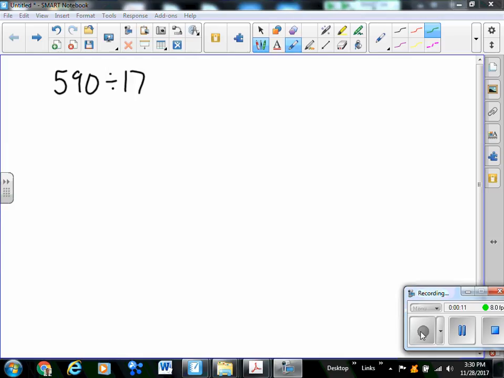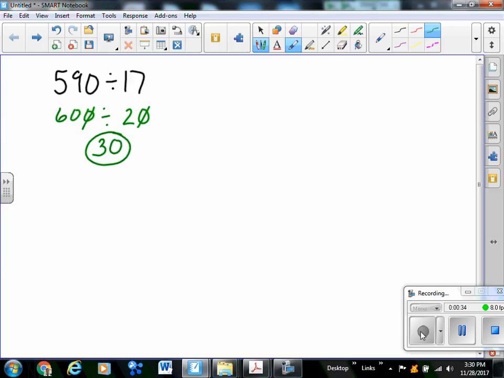First thing we're going to do is to round it. So we're going to take that 590 divided by 17. 17 I'm going to round to 20, and then I'm going to make this 600. Cancel a 0, cancel a 0. 2 goes into 6 3 times, and I'm left with a 0. So we've got an estimate about 30. So this is going to be a little bit different today. Our answer is going to be about 30, so that'll give us a little bit of a hint of where to start.